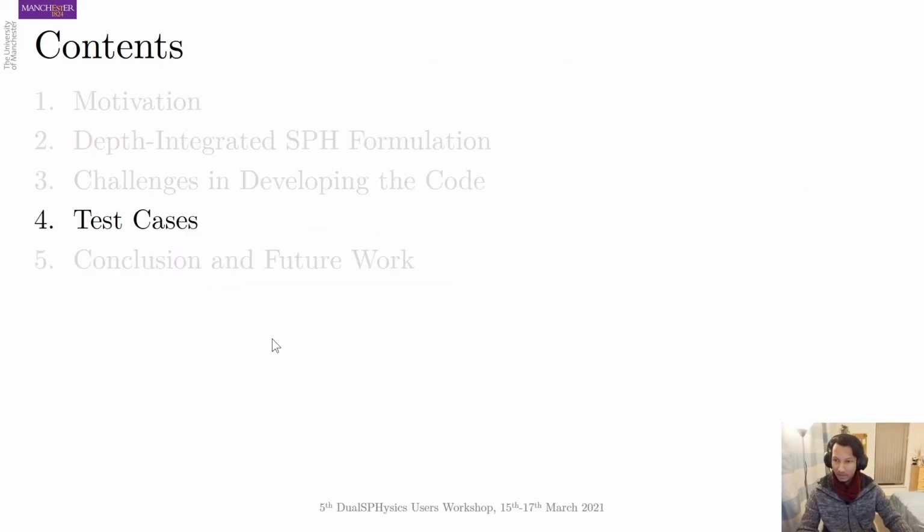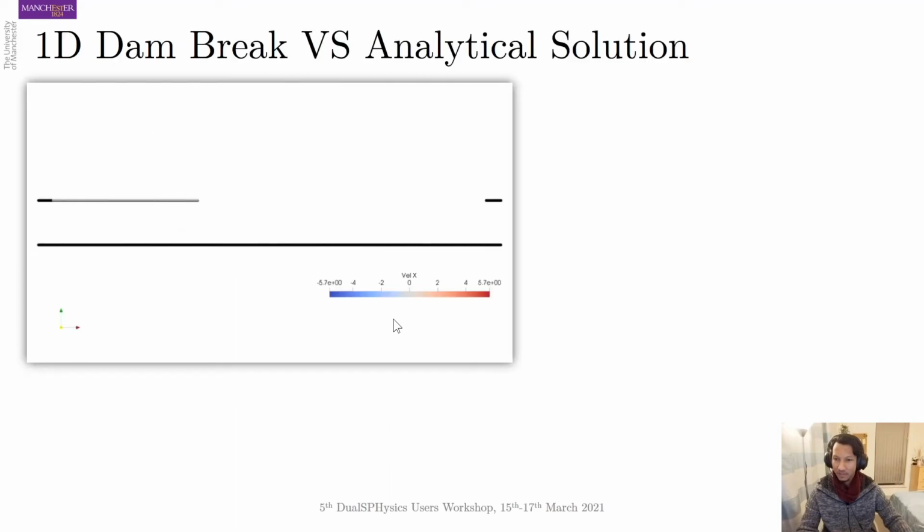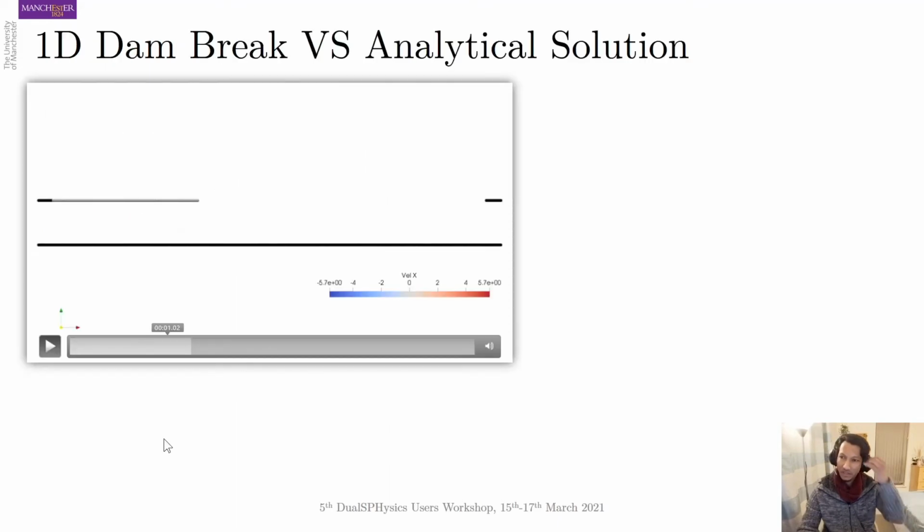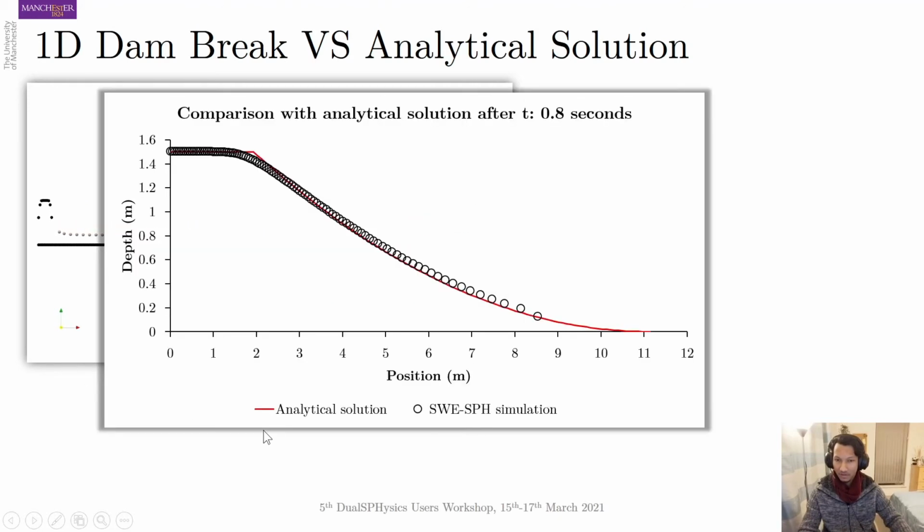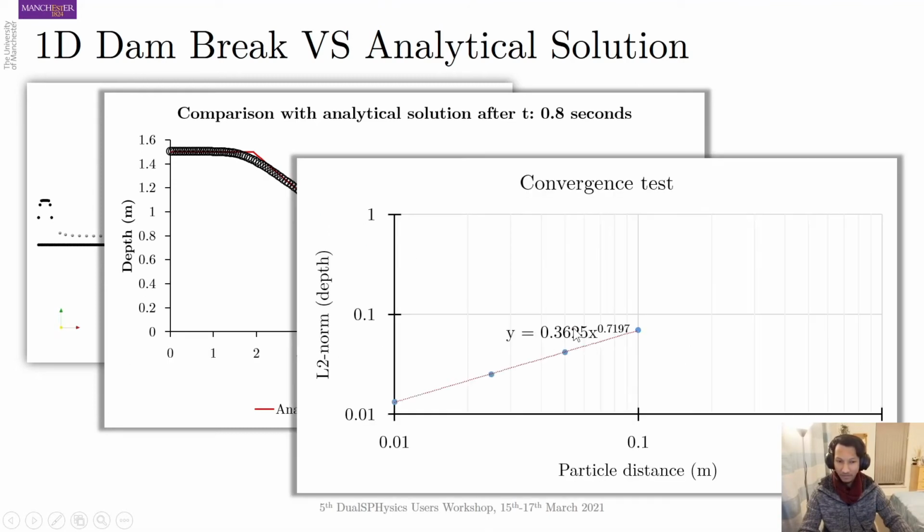Okay, the next slide is some test cases for validation. The first one is a simple 1D dam break problem compared with the analytical solution, and this is the video. Okay, so this is the plot of the result after 0.8 seconds, and it agrees very well with the analytical solution in the red line, except for the very front of the wave. And we did a convergence test as well, and as you can see, the model is converging.